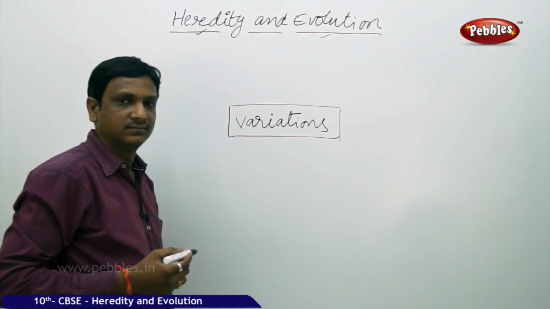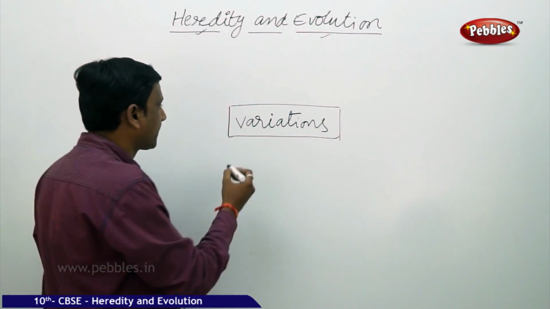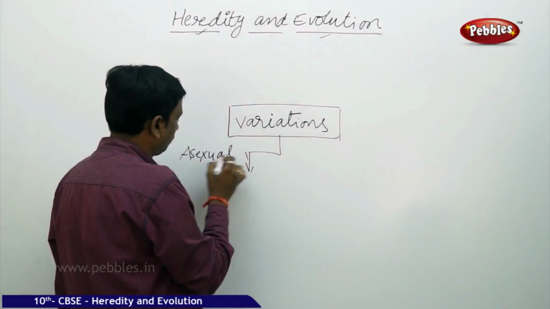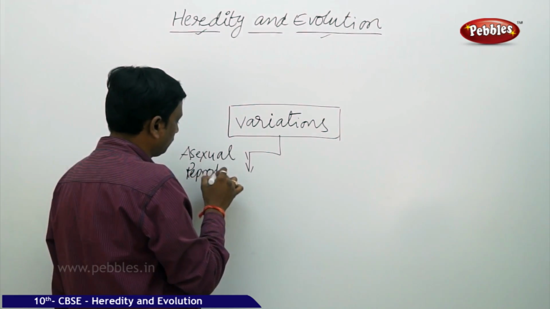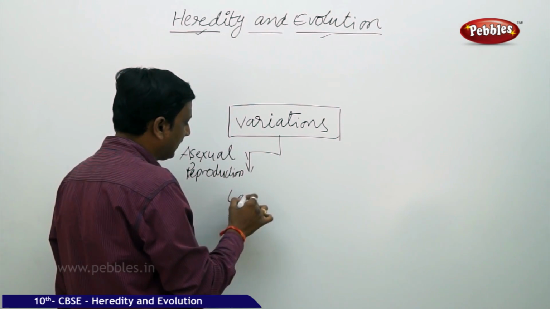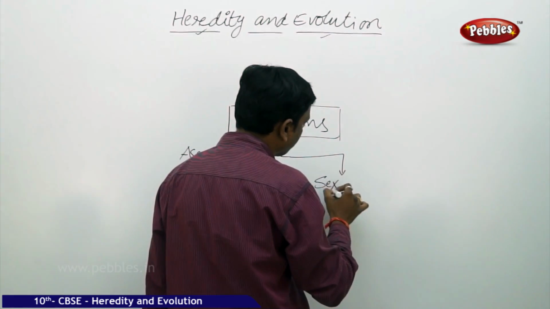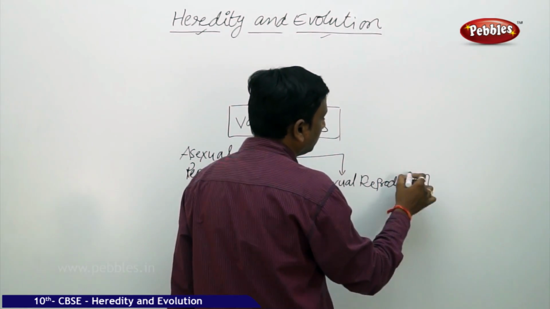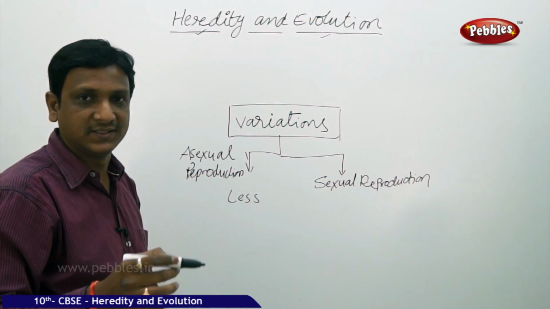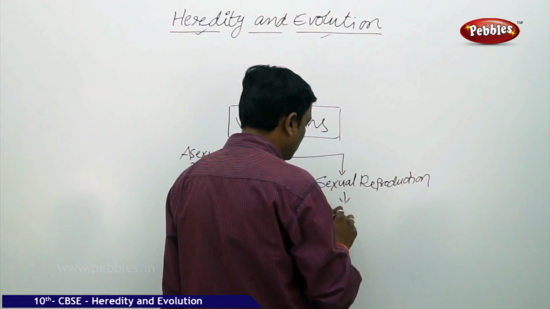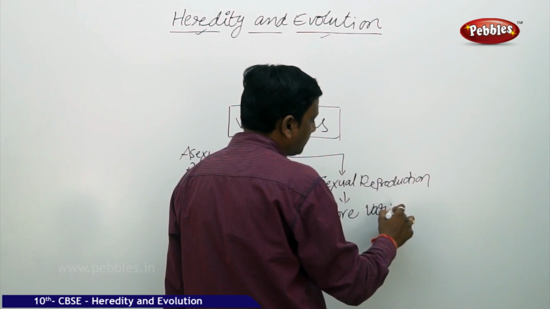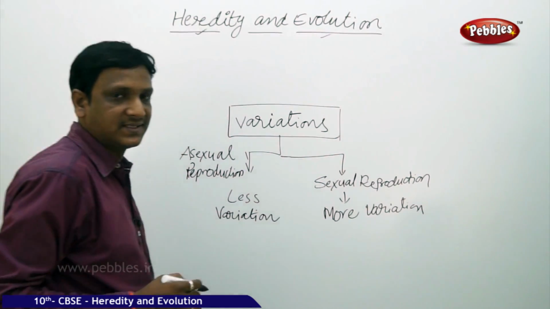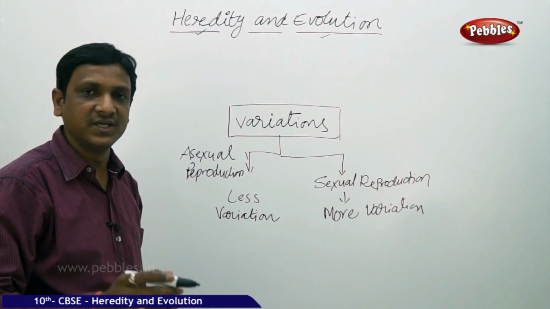Variations take place from generation to generation, but there is some difference. In asexual reproduction, the variations are less. If the organism reproduces by sexual means, there is more chance for variation, because two DNAs, mother DNA and father DNA, recombine to form a new DNA. So there are more variations in sexual reproduction and fewer in asexual reproduction. But whichever the case, variations are there in each generation, from one progeny to another.